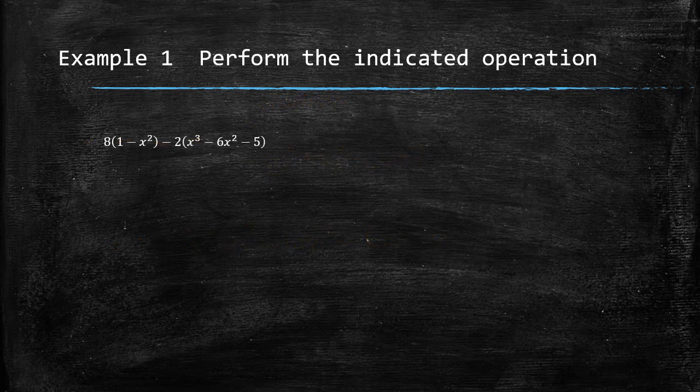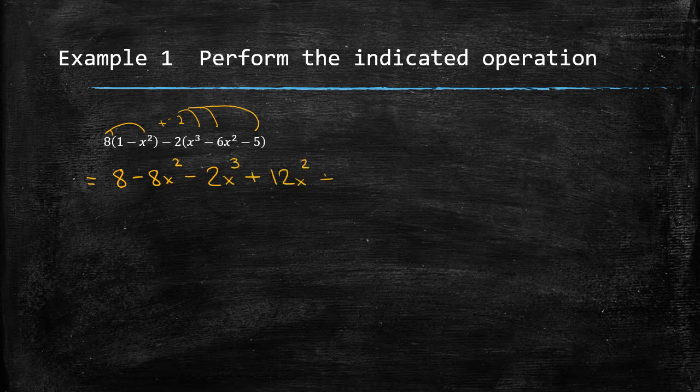Okay, part C. For this problem, we first need to distribute the 8 to our binomial, and then think of this as plus a negative 2, and so then the negative 2 gets distributed to the three terms in the trinomial. Okay, so we have 8 minus 8x squared, and then minus 2x cubed plus 12x squared plus 10. Okay, so again, the negative gets distributed along with the 2.